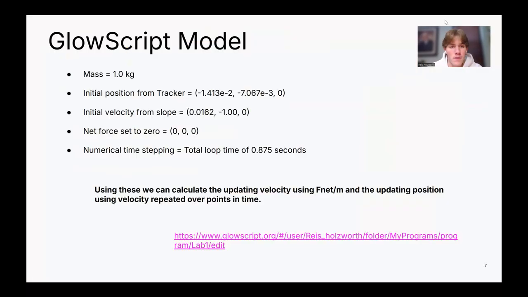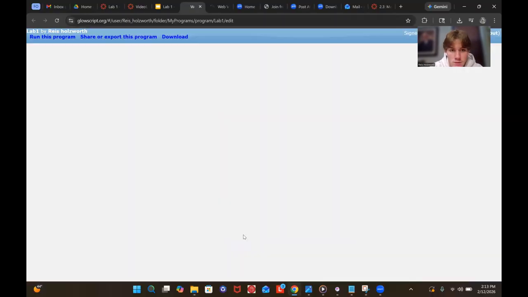And for the GlowScript model, we use a mass of 1 kilogram. Its initial position from Tracker is at those coordinates, and its initial velocity from the slope is here, and its net force was 0, 0, 0, obviously. And then we numerically ran the total time of 0.875 seconds. Because we set the net force equal to 0, the velocity will remain constant throughout the simulation, and position is updated over time.